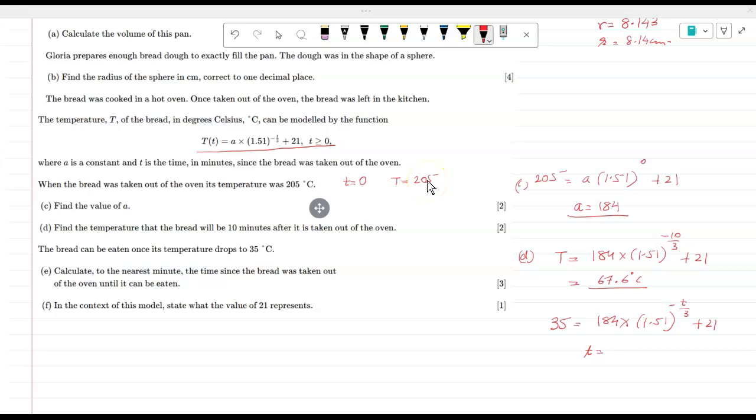So 18.8 minutes. Nearest minute they want, so that's 19 minutes. So 19 minutes after it's taken out of the oven, you'll be able to have it.